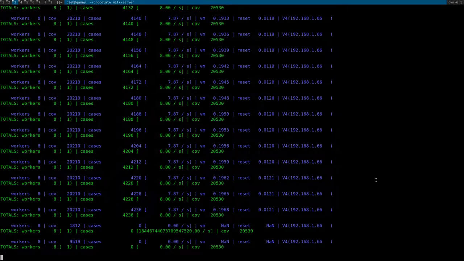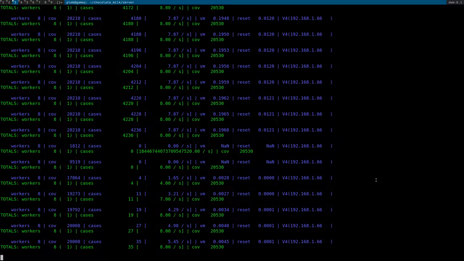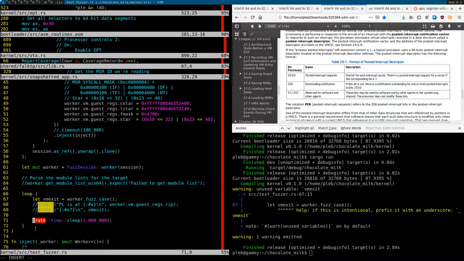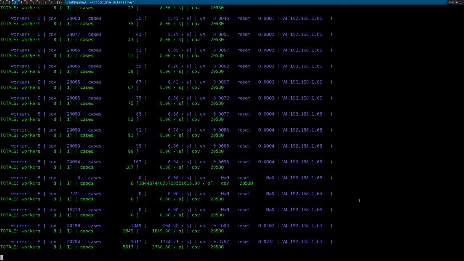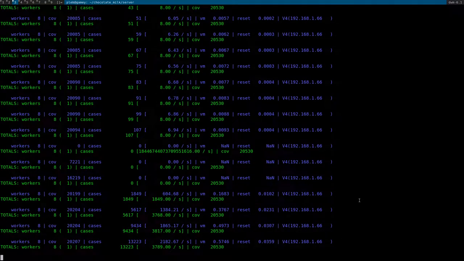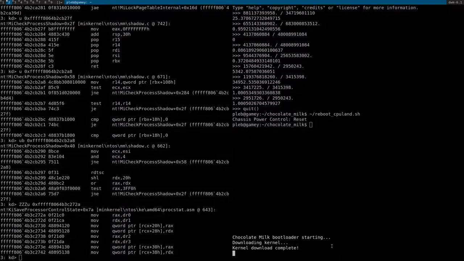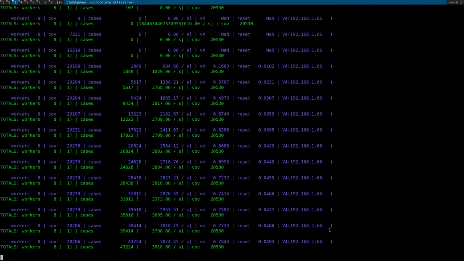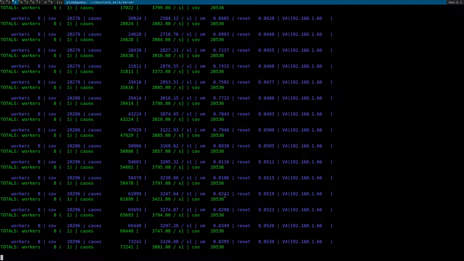What's this perf looking like? I've got to sleep in there. Woof! Man, that perf is ass. Yeah, about 4,000 resets a second. That's pretty good. For a quad core, that's incredible. I don't know how much work it's doing. I could maybe count the number of instructions.